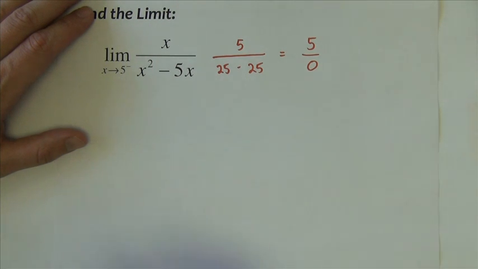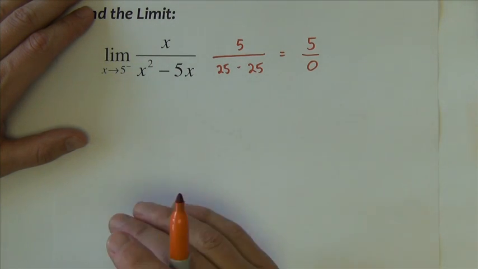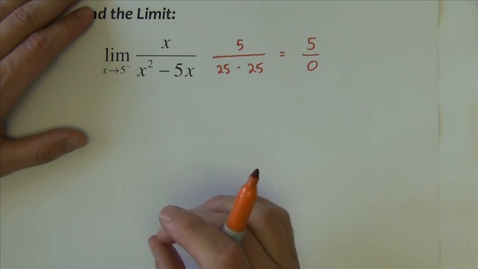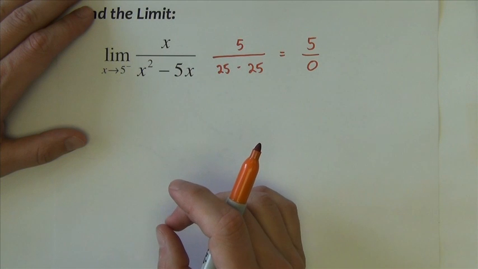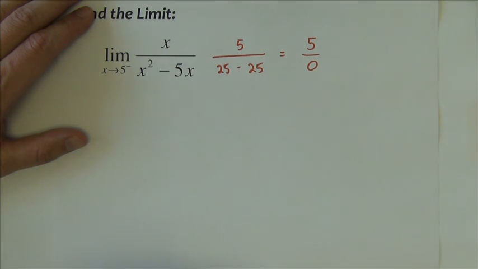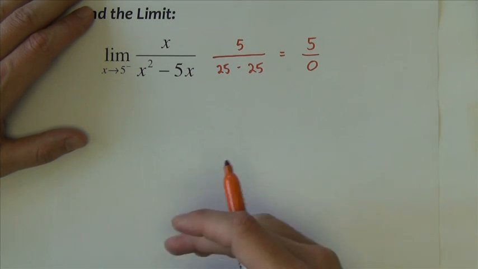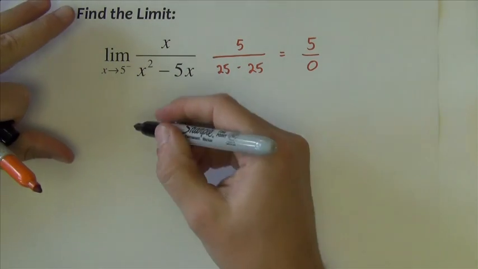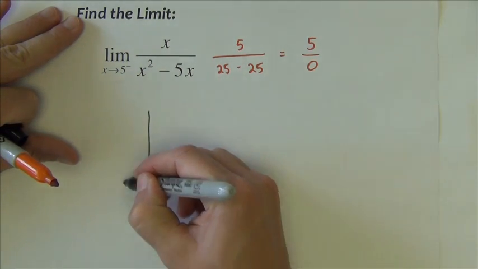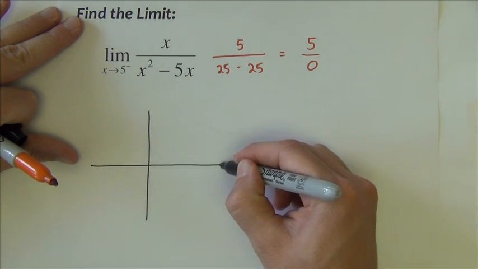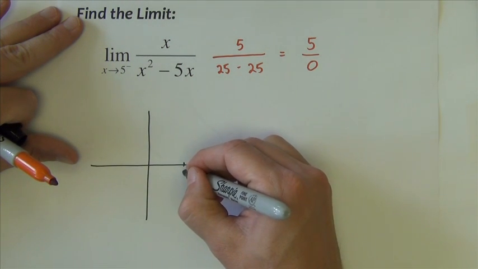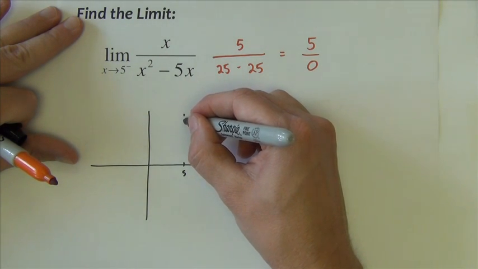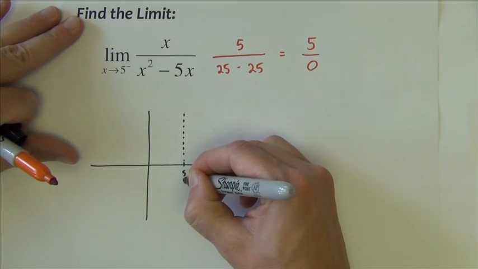If it's a vertical asymptote, that means its limit is going to equal positive or negative infinity. If the limit's going to equal positive or negative infinity because it's an asymptote, we're going to want to see the graph to determine what it actually does. So let's just make a real rough sketch of this. We know out here at 5 there's going to be an asymptote.